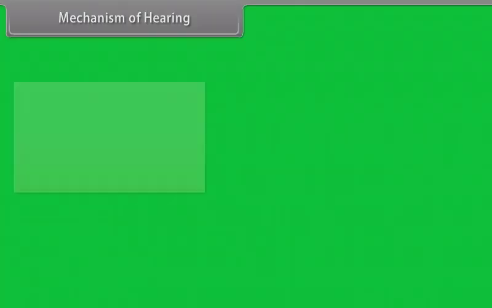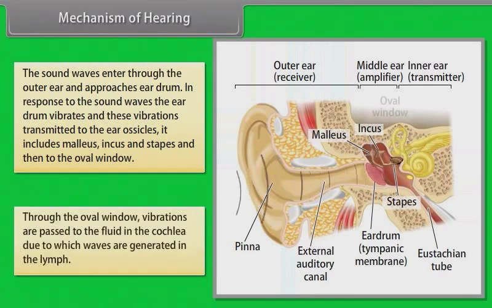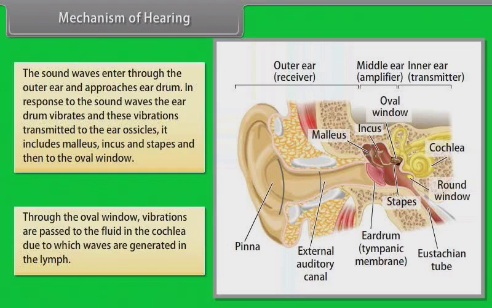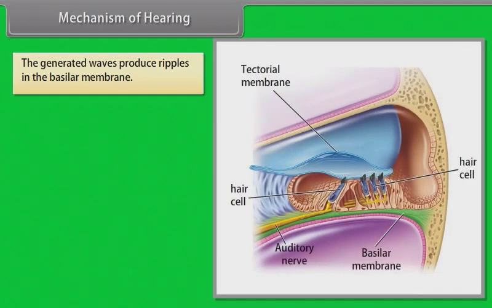Mechanism of hearing. The sound waves enter through the outer ear and approach the eardrum. In response to the sound waves, the eardrum vibrates, and these vibrations are transmitted to the ear ossicles, which include malleus, incus, and stapes, and then to the oval window. Through the oval window, vibrations are passed to the fluid in the cochlea, due to which waves are generated in the lymph. The generated waves produce ripples in the basilar membrane.